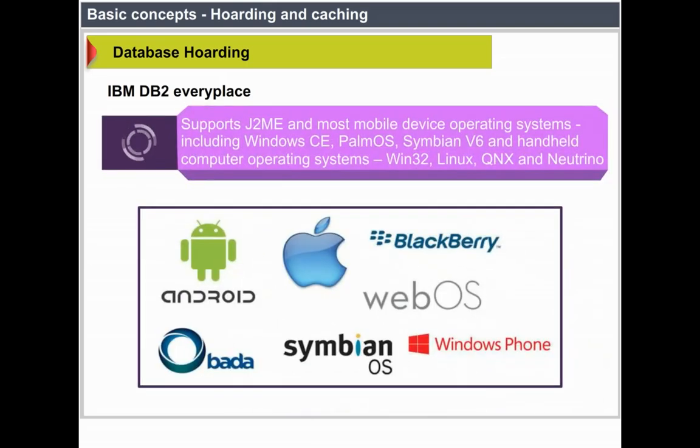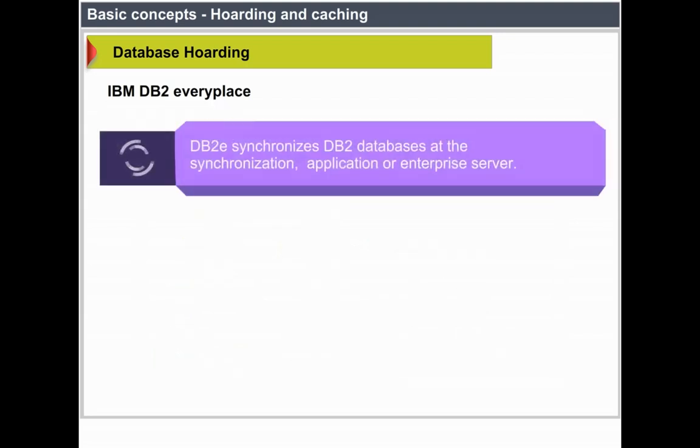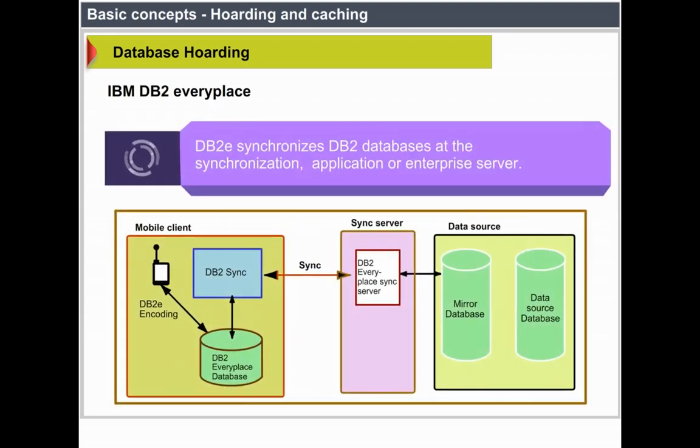Supports J2ME and most mobile device operating systems, including Windows CE, Palm OS, Symbian V6 and handheld computer operating systems Win32, Linux, QNX and Neutrino. DB2E synchronizes with DB2 databases at the synchronization application or enterprise server.